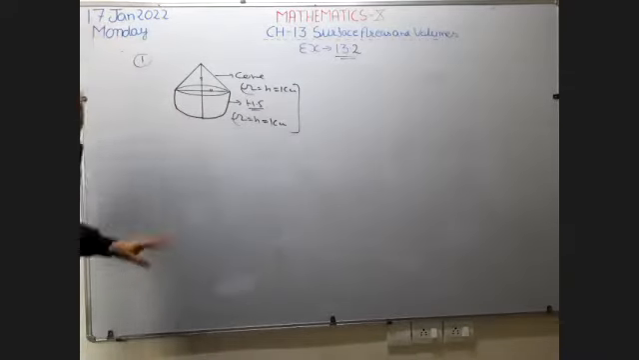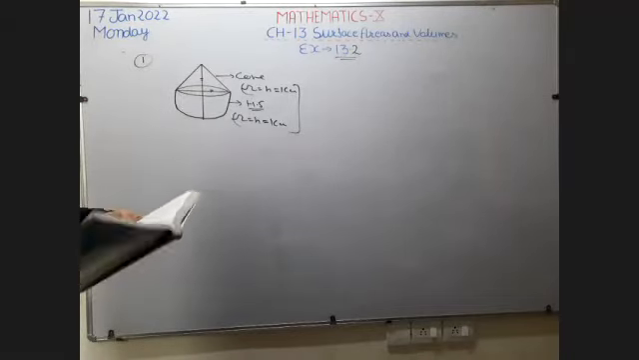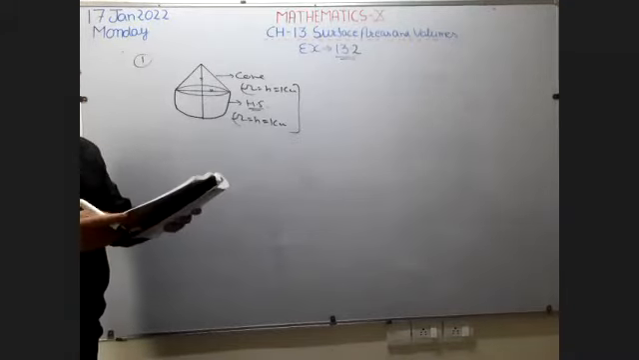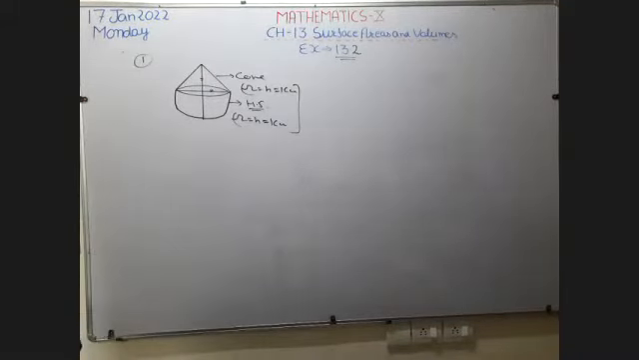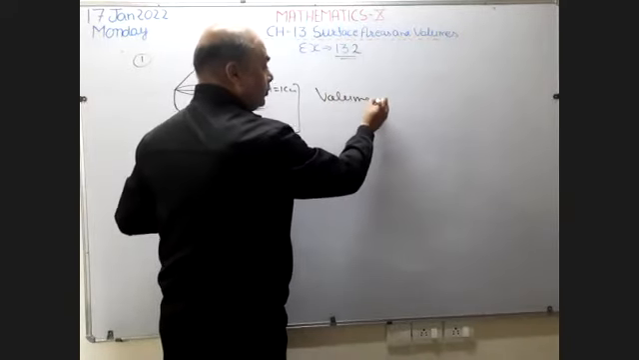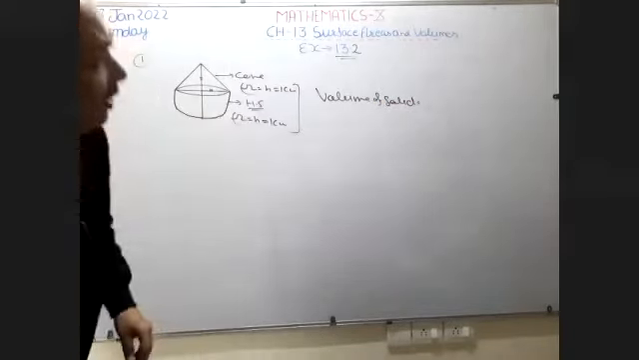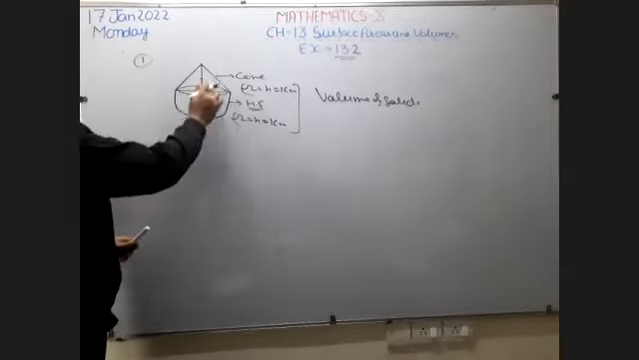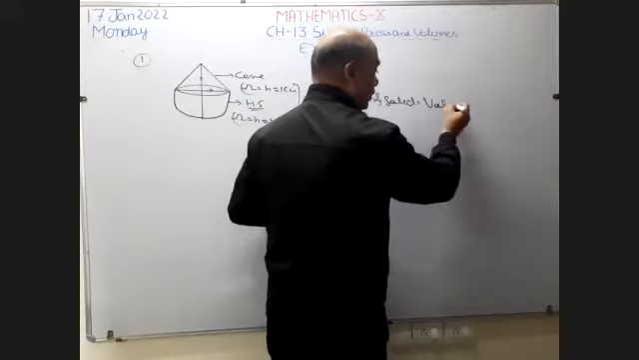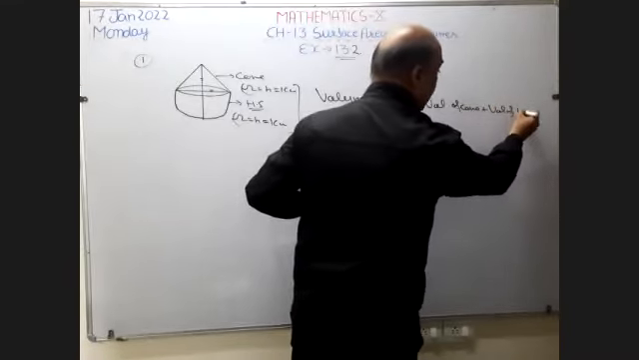Now, in this question, we're going to find the volume of this solid in terms of pi. In terms of pi means we are not going to put in the value of pi. We're going to keep pi as it is. So write here volume of solid. Now in this solid, which two shapes are there? One is conical, another is hemispherical. So write volume of cone plus volume of hemisphere.